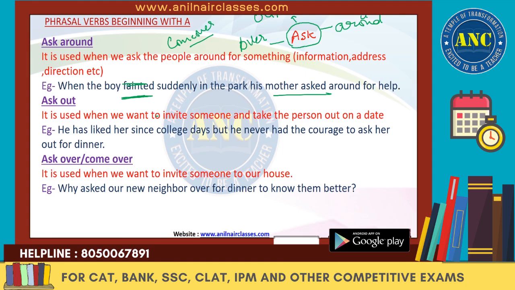Ask out. It is used when we want to invite someone and take the person out on a date. Yeah, right. So he liked her in college, but he never had the courage to ask her out for dinner. Ask over or come over. It is used when we want to invite someone to our house, right? So we asked our new neighbors over for dinner to know them better. So you've called them to our home, right?